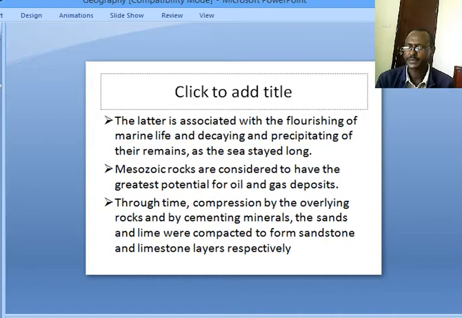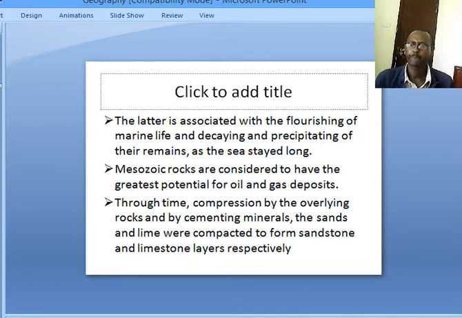As we know, the water from lakes and seas is highly saline. When this water comes to the land surface and there is a high level of evaporation, what remains is salt as a sediment. That's why if we go to areas of the Afar region, we'll see a huge deposit of salt. So the Mesozoic rocks are considered to have the greatest potential for oil and gas deposits.